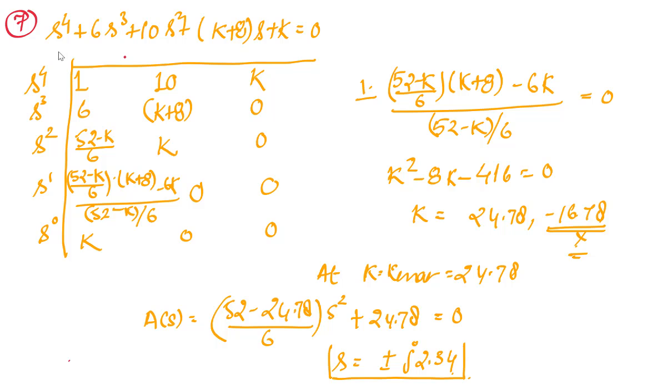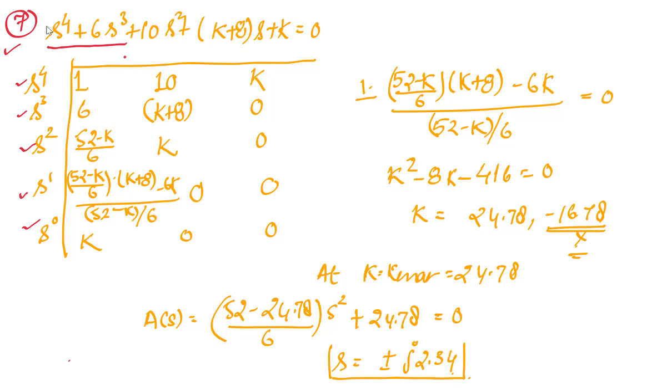So we will first construct the characteristic equation, which is given to us like this: s to the power 4 plus 6s cube plus 10s square plus (k plus 8)s plus k is equal to 0, right? So in order to construct the table, first of all we will start with the highest power, s to the power 4. So we will place s to the power 4, s cube, s square, s to the power 1 and s to the power 0, right? So how we will fill these elements over here.